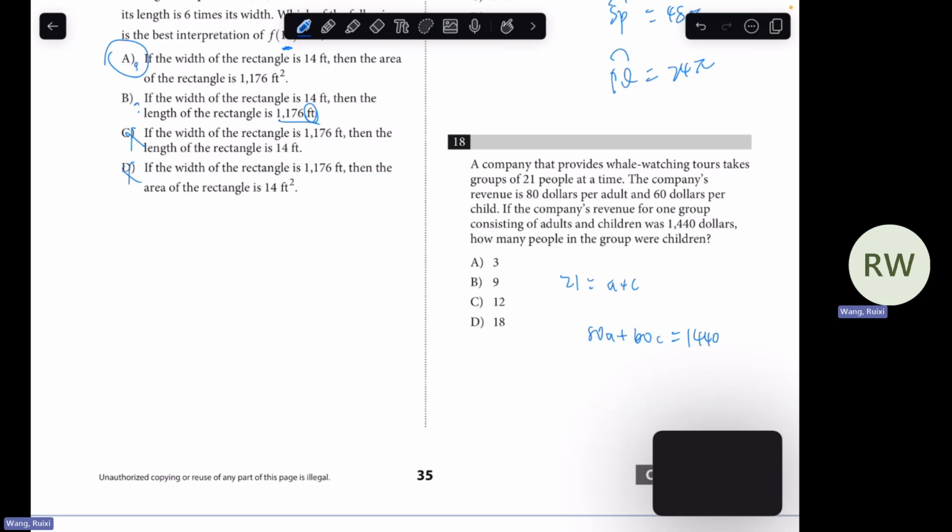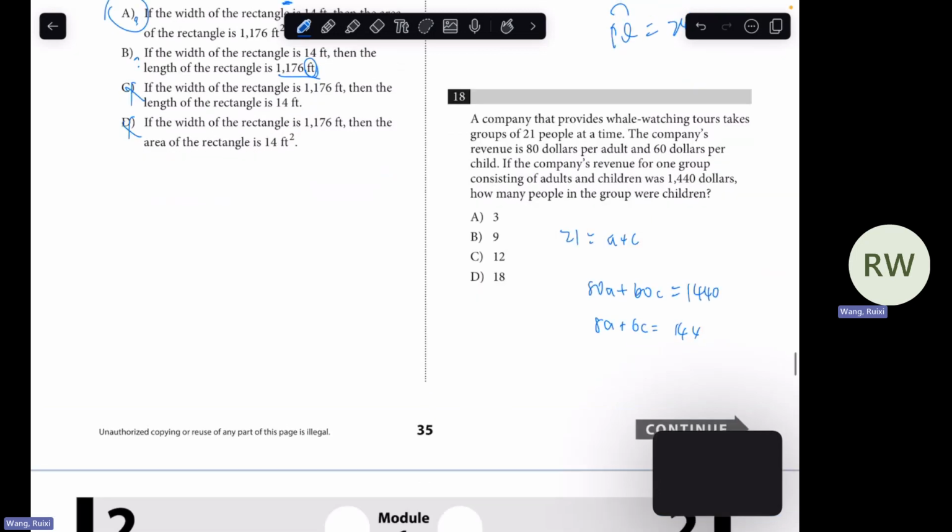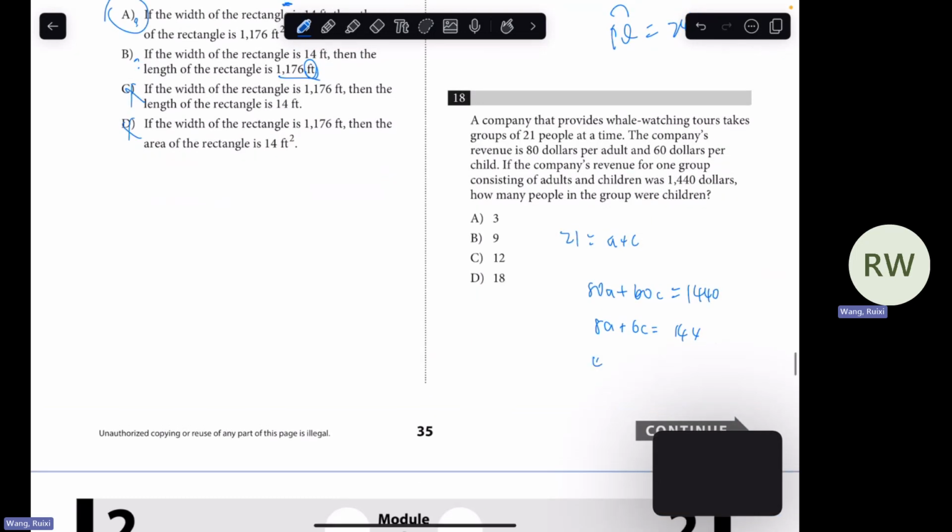Okay. So you know 8A plus 6C equals 144. So you just simplify this. 4A plus 3C equals 72. Which means that from here, you know, 3A plus 3C equals 63. Okay, so which means that A equals the difference, which is 9, and C equals 12. Okay, and they ask you how many people in the group are children, so it's going to be C, right? 12.